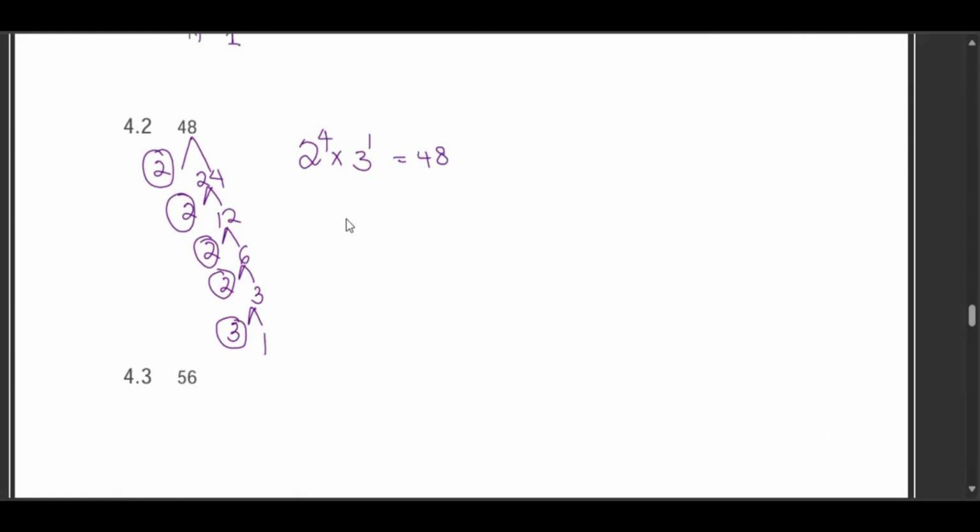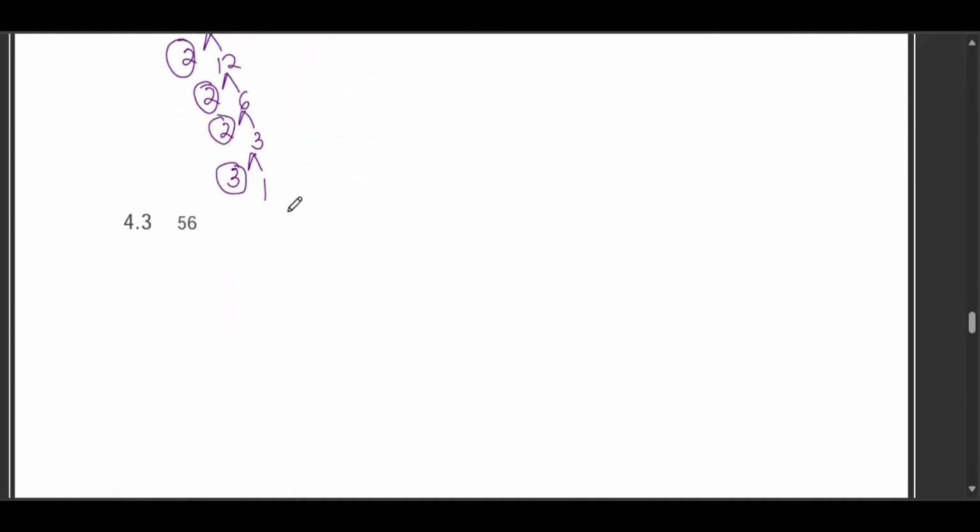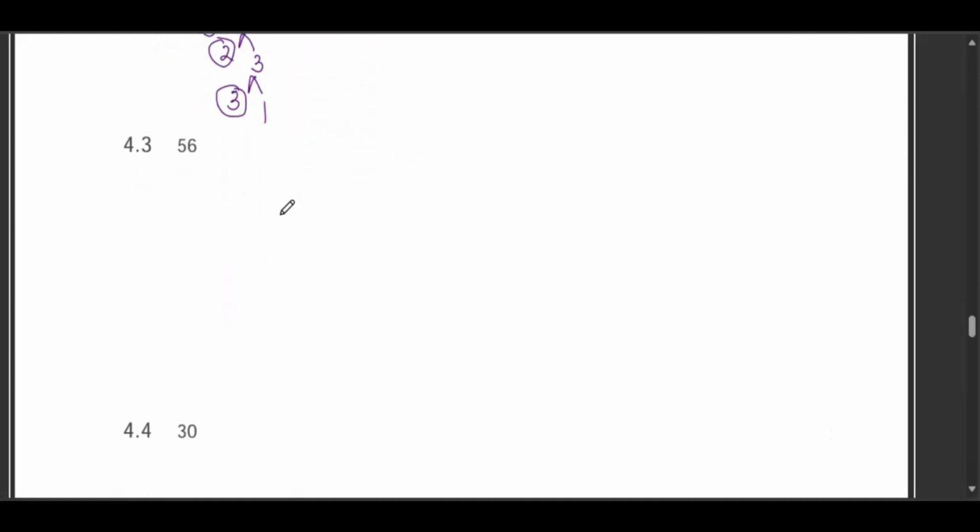Let's look at the second question. Next question. 56. Still, we shall start with a 2. Find out what answer we have come here. 56 divided by 2, you end up having 28.